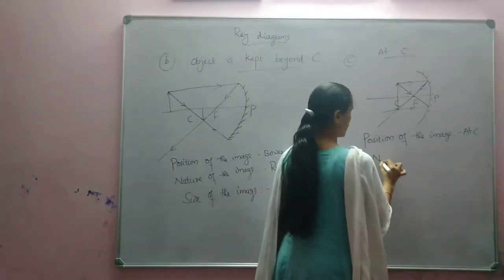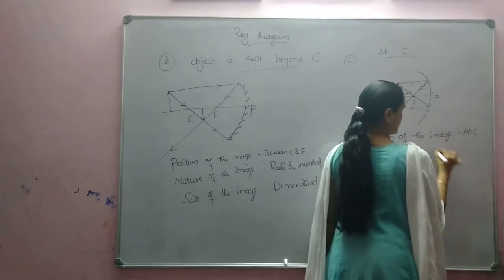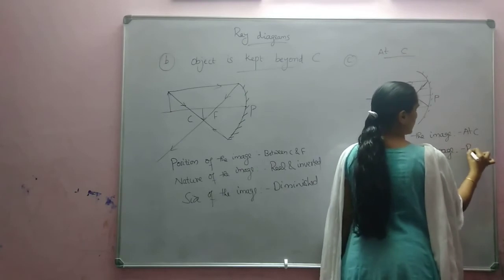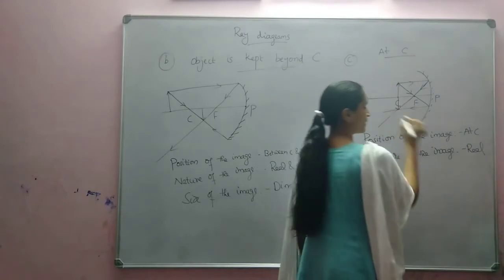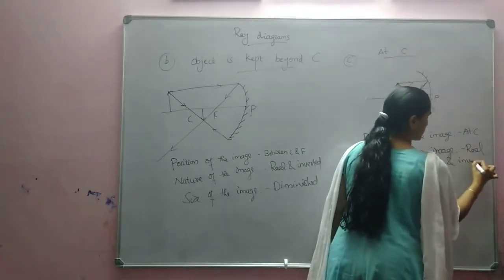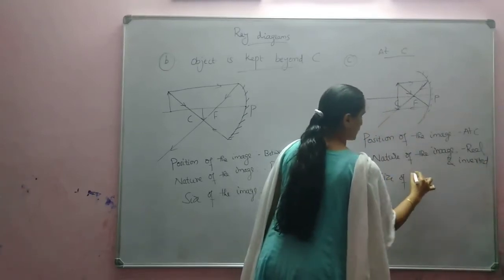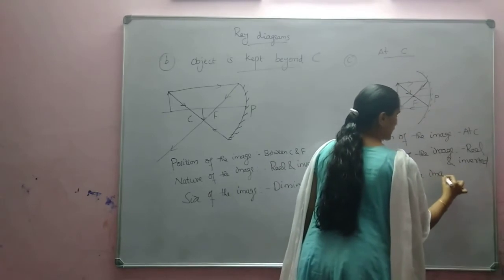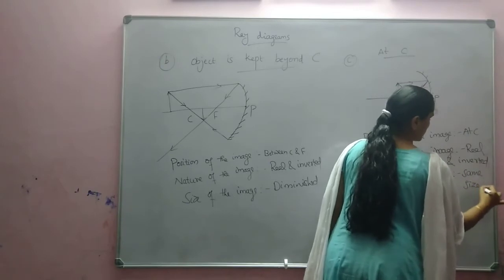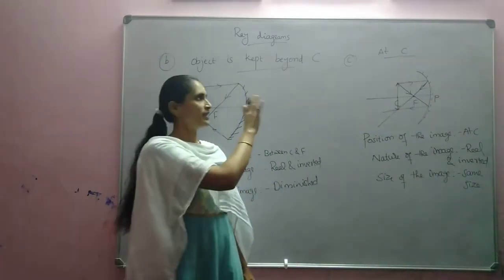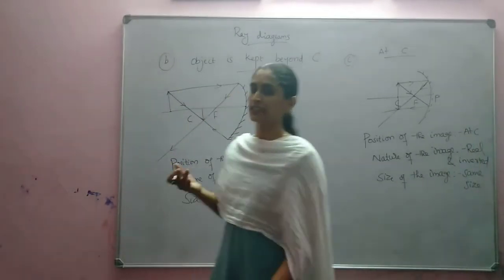Then nature of the image. Real. Why is it real? Already I told you, reflected rays are actually meeting. It is inverted, that is clear from the diagram. And size. Size of the image, same size as that of the object. Same size only I am writing. It is understood that it is the same size as the object. Okay, is it clear? Now we will discuss the next case.